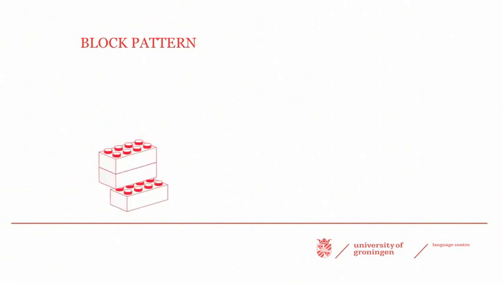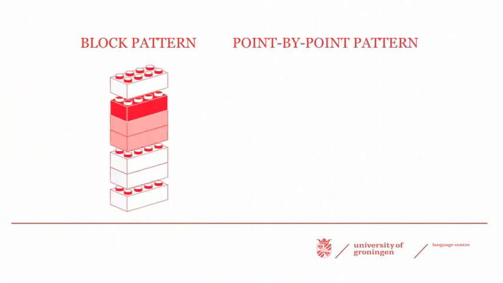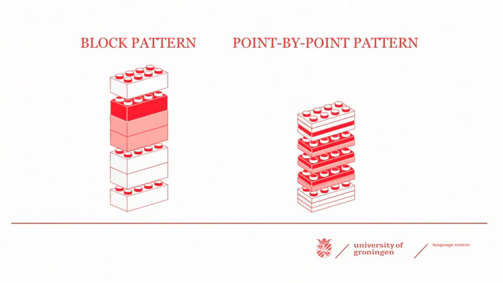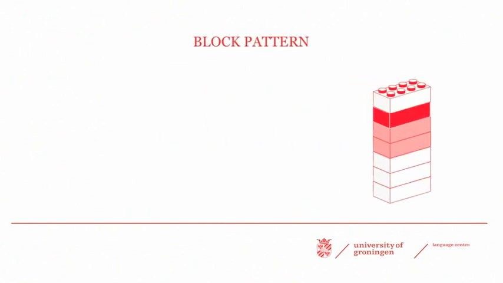Two ways to structure your essay are using a block pattern or a point-by-point pattern. Let's start with the block pattern. The reason why it's called a block pattern is because the structure of the essay has 5 separate sections or blocks, which each has its own function.